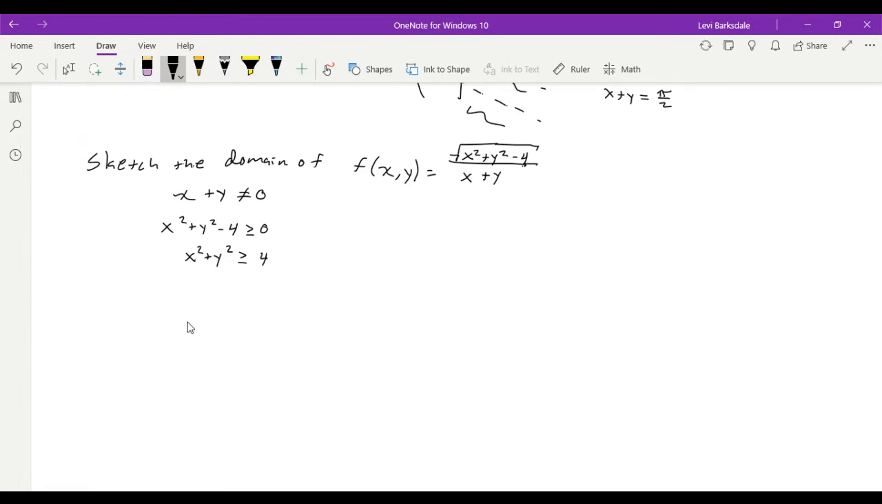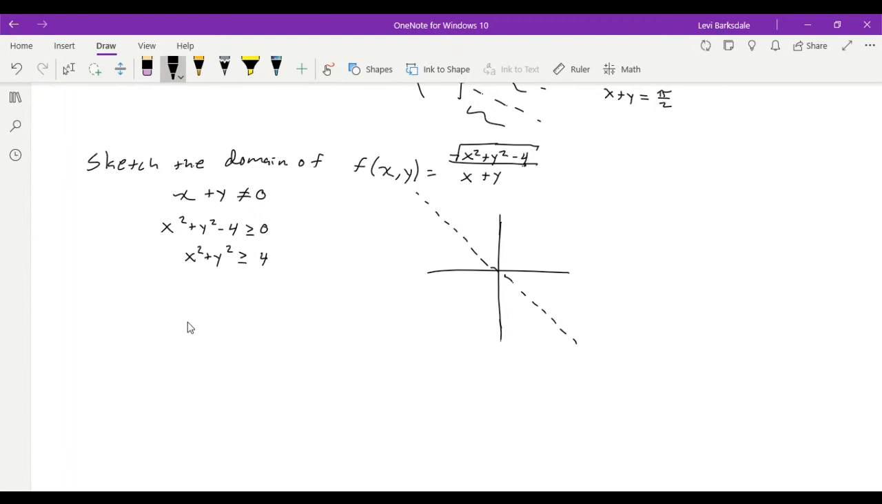So we simply need to sketch the plane that follows both of these rules. 1, x squared plus y squared is bigger than or equal to 4, and 2, x plus y is not equal to 0. So the line x plus y is not equal to 0 looks something like this. Everything except for anything on this dotted line is okay.